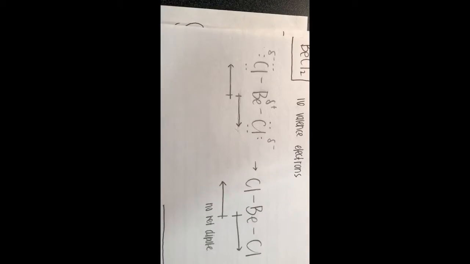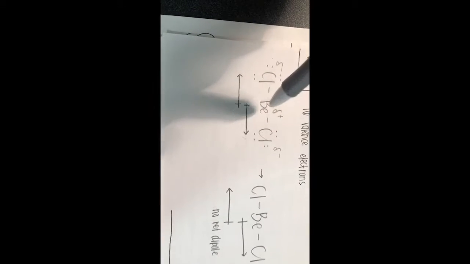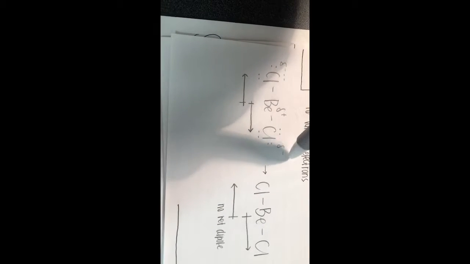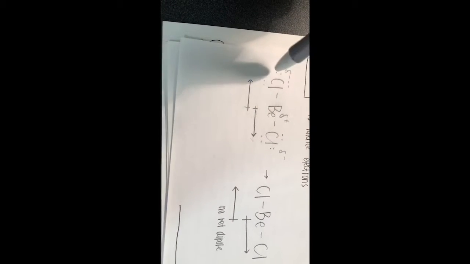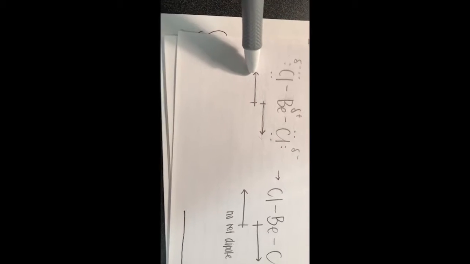After that, we're going to determine the bond dipoles. So Cl has a greater electronegativity than beryllium. So the chlorines are going to be slightly more negative than beryllium. Beryllium is going to be slightly more positive. That's a negative charge, not an electron. So your bond dipoles are going to go from beryllium to chlorine, from beryllium to chlorine.